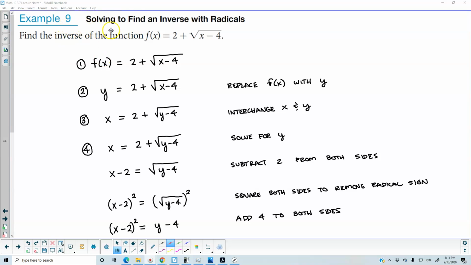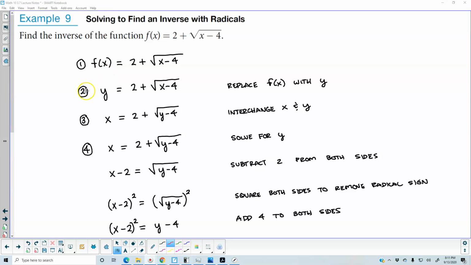Example number 9, solving to find an inverse with radicals. We want to find the inverse of the function f of x, which is equal to 2 plus the square root of x minus 4. So the first step is to write the original function, f of x, which is equal to 2 plus the square root of x minus 4.